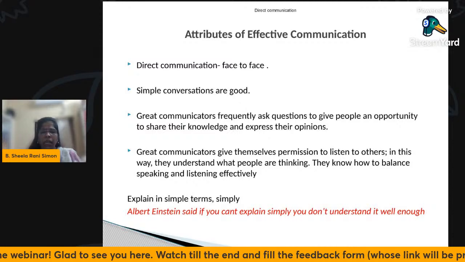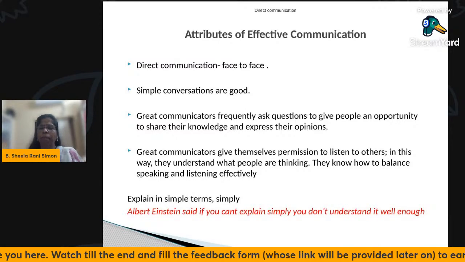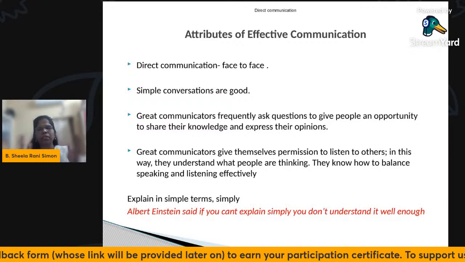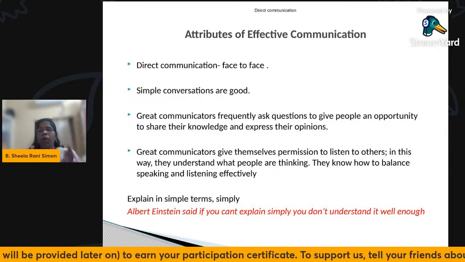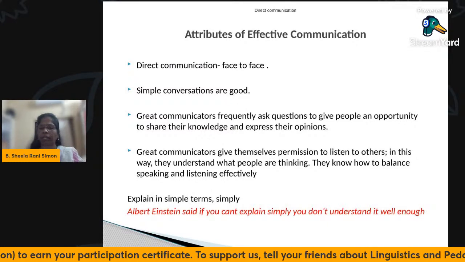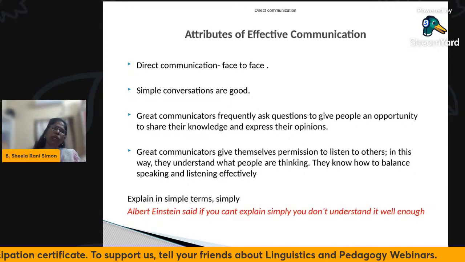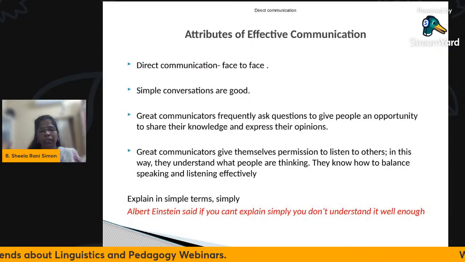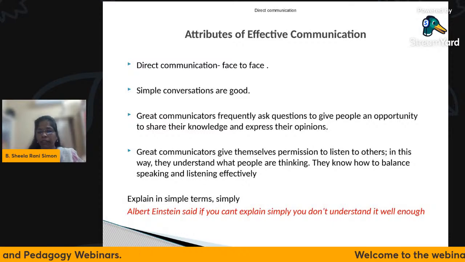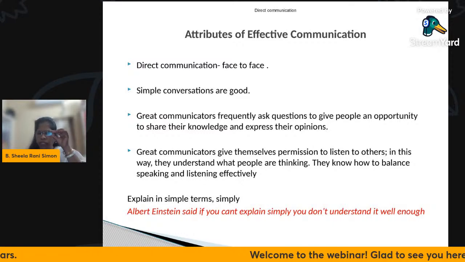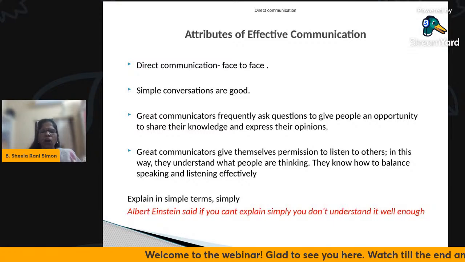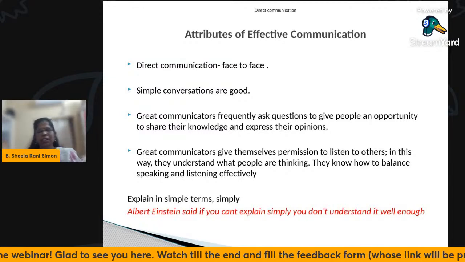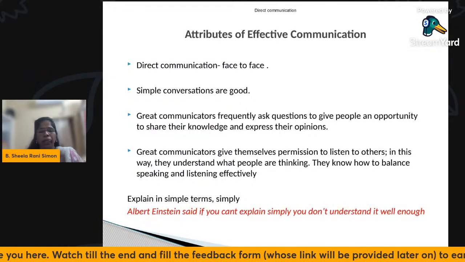Then you also see great communicators give themselves permission to listen to others. I was telling you how active listening plays a huge, massive role in our communication. And the more we listen, the better we get with our language. And this way, you get an idea of how people think. If you're listening, observing, and learning through observation, you will find that their thought process is what you are involved in, and there is a balance between speaking and listening effectively, and this balance is maintained.